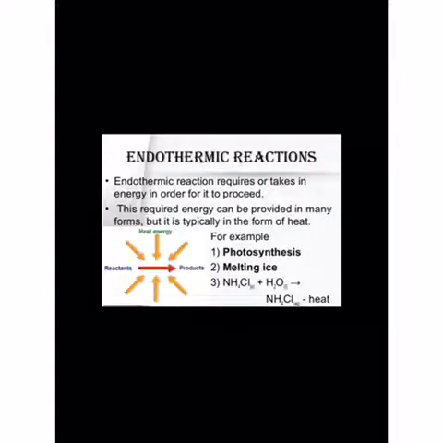Endothermic reaction is one in which a large amount of heat is absorbed. For example, during the process of photosynthesis, carbon dioxide reacts with water in the presence of sunlight and chlorophyll to form glucose, and oxygen is released. During photosynthesis, the plants are absorbing sunlight. That is an endothermic process.